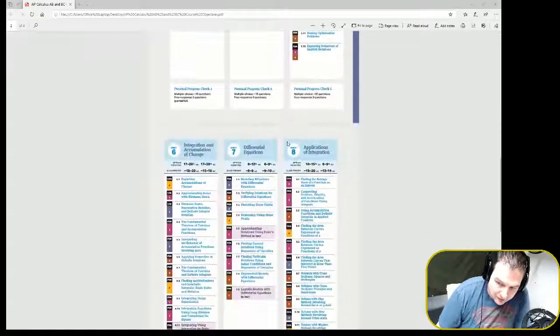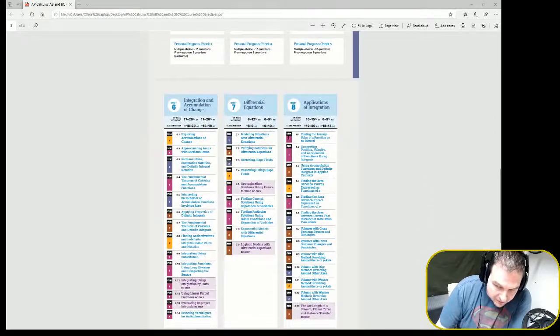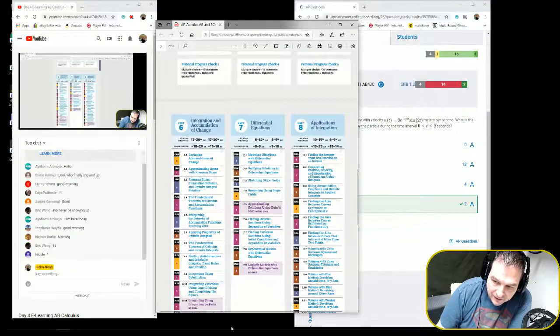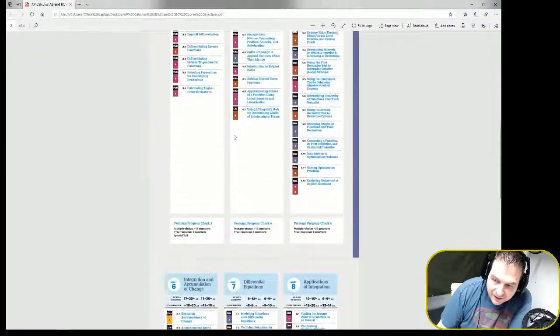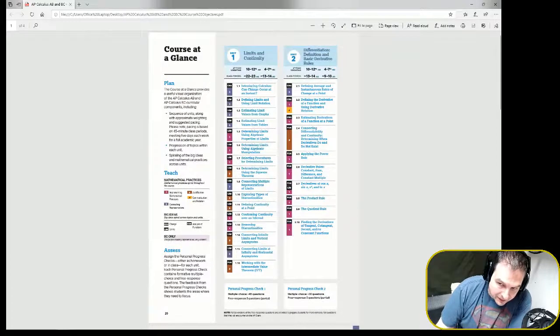So what I want you to do is print off those objectives, grab those objectives, and get your binder out. This is your assignment for today. Get those objectives, get your binder out, and look through each one of them. Read through each one of them, and find it in your binder.